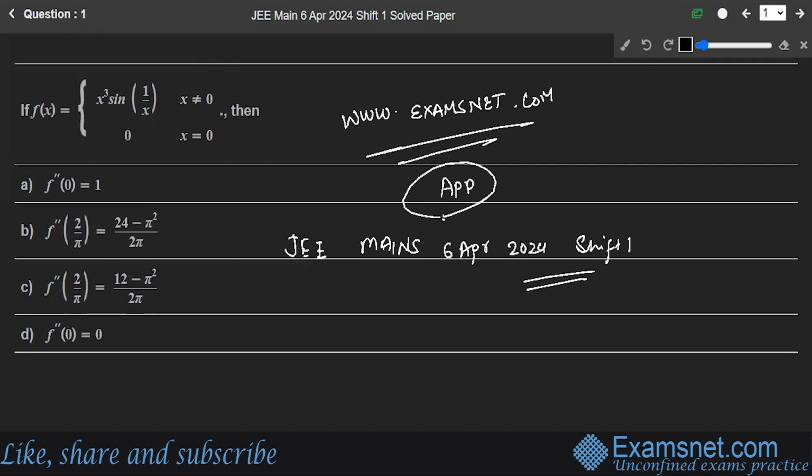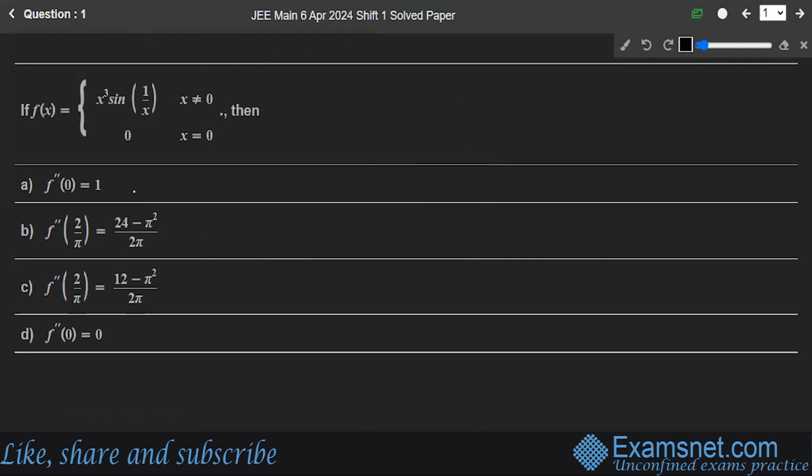Question number 1. It says if f of x is given by this function when x is not equal to 0, and it is given by 0 when x is equal to 0, then which of the following is true? See, in the options, you are having the second derivative of the function at all the places. So let's find out. First thing, f(x) is equal to x cubed into sine 1 by x. Let's find out the first derivative.